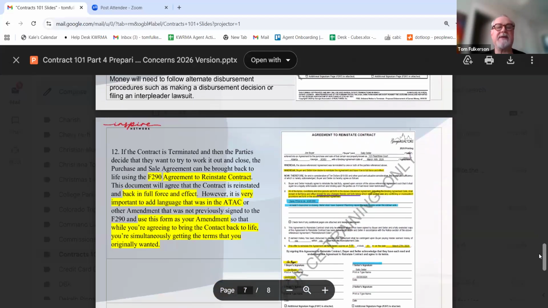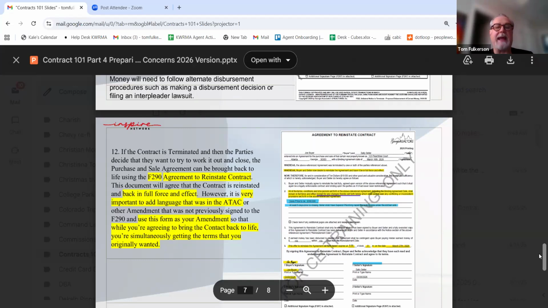All right, so let's just say the contract's terminated, and then the parties decide they want to try to work it out and close. The purchase and sale agreement at that point can be brought back to life using the F290, agreement to reinstate the contract. This document will agree that the contract is reinstated and back in full force and effect.